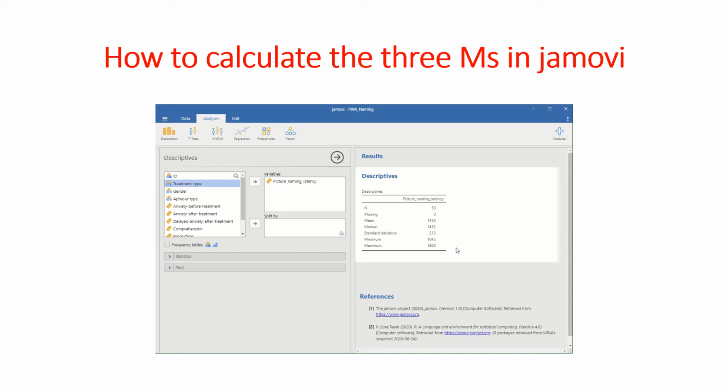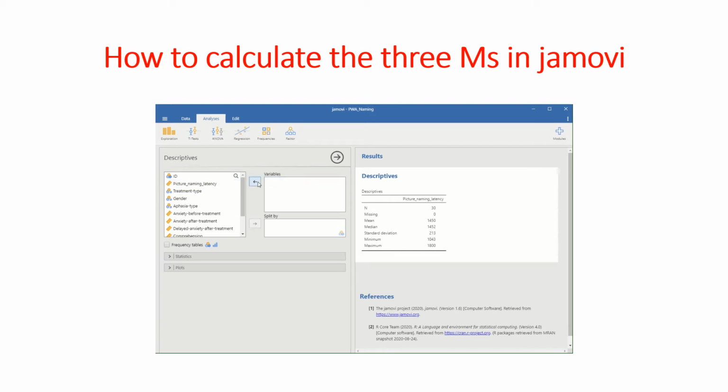So if you have an interval variable and you want to calculate the mean and median, that's how you do it. You go to exploration, descriptives, and then you put the variable in the variables box, and in the results box you'll see the outcome. Then basically you can report this number or this number in your project.